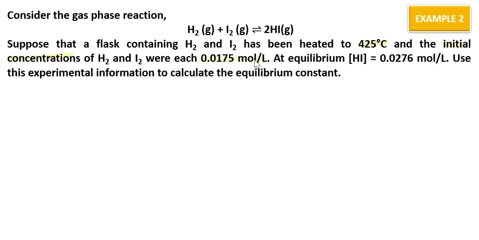0.0175 mole per liter each. At equilibrium, the concentration of hydrogen iodide is 0.0276 mole per liter. Use this experimental information to calculate the equilibrium constant.